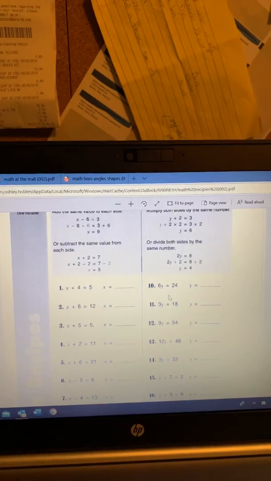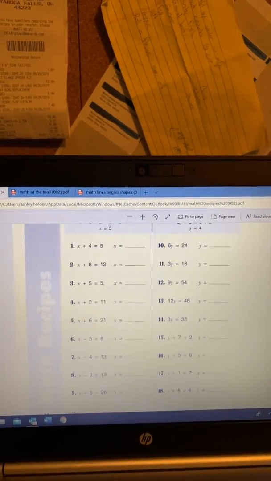Over here, for number 10, we have 6 times y equals 24. So like I said, this is connected through multiplication. The inverse of multiplication is going to be division. So we'll divide both sides by 6. That'll cancel out this 6, leaving us with just y on the left. Whatever we do to the left, we have to do to the right. So 24 divided by 6 is 6. I'm sorry, it's 4. That's my fault. So y would equal 4 for number 10. And that's how you're going to go through all of these, all the way down through number 18 on the first page.